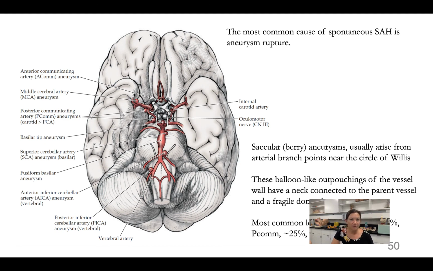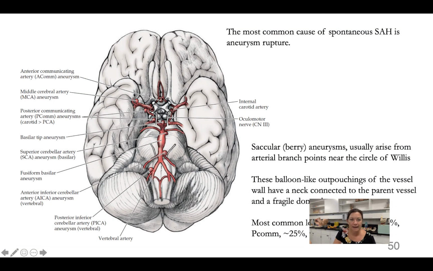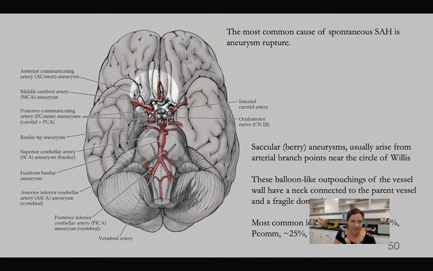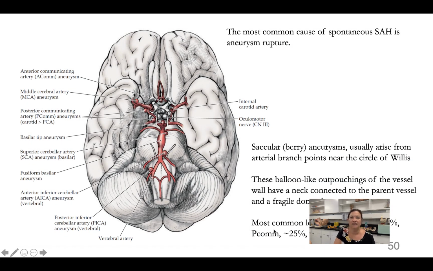So the most common locations are the anterior communicating artery. You can see there's a little bubble on it. That is an aneurysm. A posterior communicating artery, where is he? There he is, right there. And less commonly, the middle cerebral artery. And of course, they can occur anywhere. Here they're showing one on the PICA. But these are the most common locations of a saccular aneurysm.